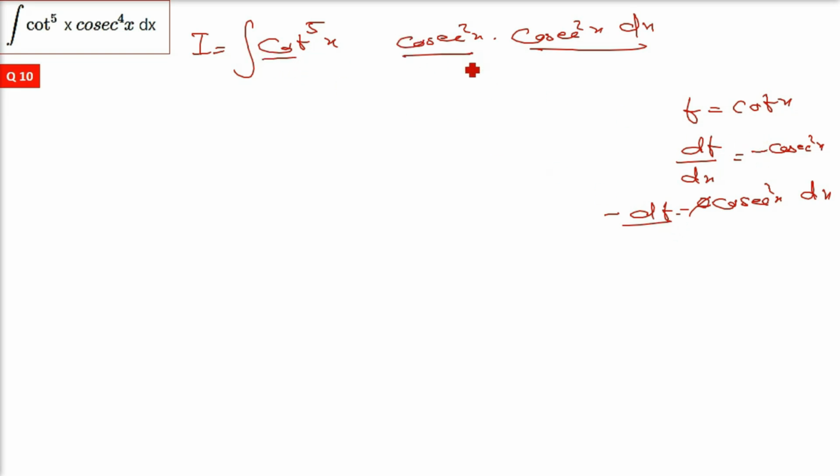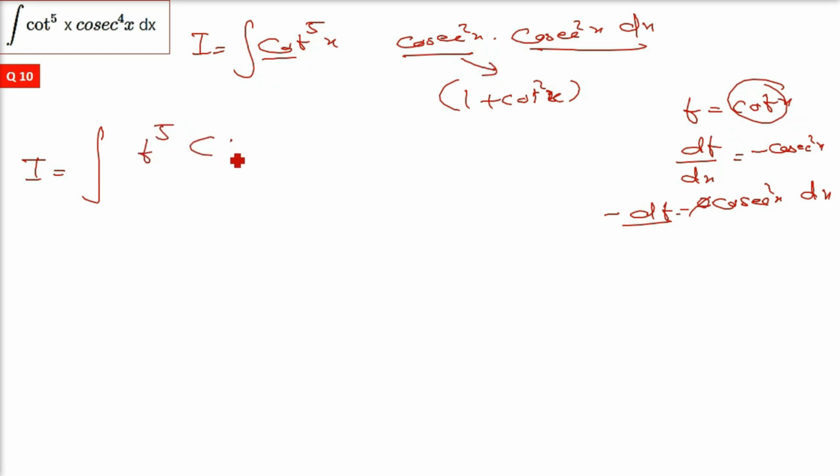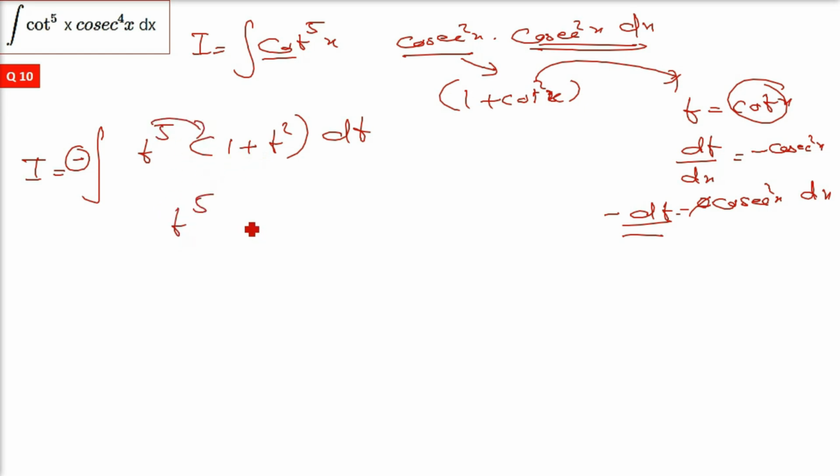What about this middle cosec square x? It can be converted into cot x, because we know that cosec square x is equal to 1 plus cot square x. It's a standard result, and cot x has been taken as t. So this cot raised 5x will be t raised 5. Cosec square x will be 1 plus cot square x, and cot x is already taken as t, so this will be 1 plus t square. Minus dt in place of cosec square x dx. So negative I have taken outside, dt remains inside. So this t raised 5 into 1 plus t square will be t raised 5 dt.